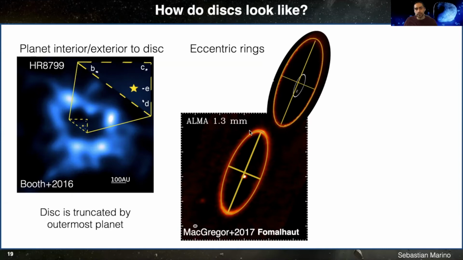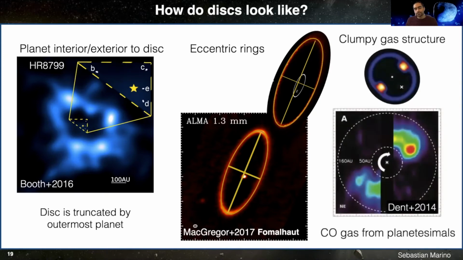So Fomalhaut is a clear example where we see some structure that indicates the presence of a planet on an eccentric orbit that has shaped the distribution of the disk. Sadly, we haven't found that planet yet, but perhaps with JWST, that hopefully will be launched this year, or with future instruments, we could detect that planet and finally compare our predictions with the actual planet that is responsible for this structure.